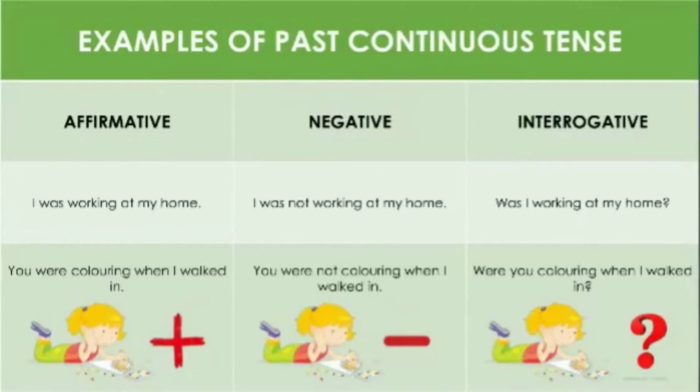Let us take another example. You were coloring when I walked in. See, two events have been mentioned here, and one of the events is mentioned in past continuous tense. When I walked in, you were coloring at that point of time. Then negative will be, you were not coloring when I walked in. Just a not is put after were. Then interrogative will be, were you coloring when I walked in? Were will come at the beginning. Affirmative is you were coloring, and interrogative becomes were you coloring. So it is like that.